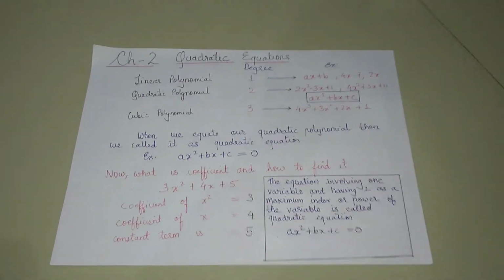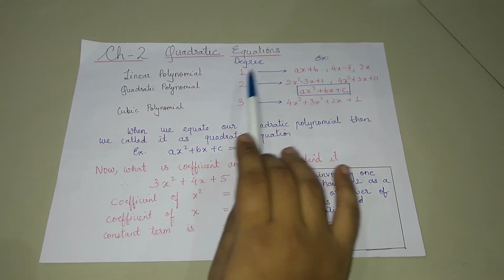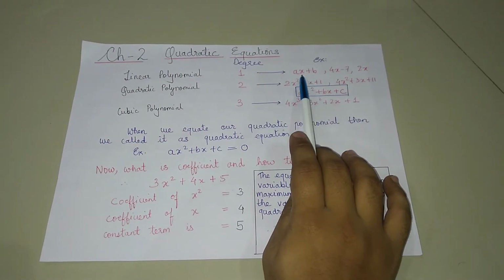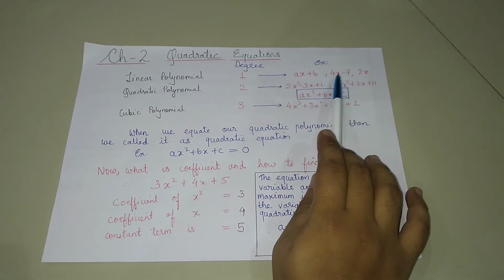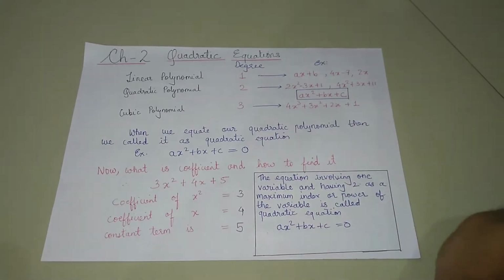Linear polynomial means it has degree 1. Examples of it are ax plus b, 4x minus 7, 2x. So it has degree 1 and it has one variable in that type.